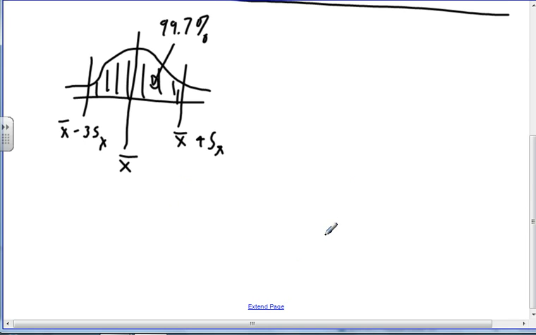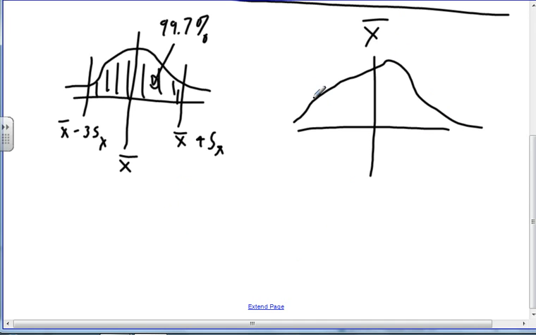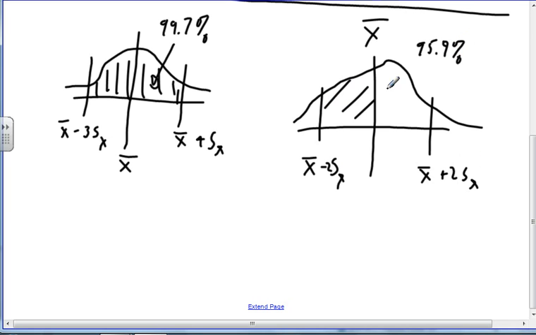Okay, and if I go out 2 standard deviations, so there's my mean, I got some curve, and I go out plus and minus 2 standard deviations, then I'm going to have 95.4% of the data between those points. 95.4%. Is that what it says?